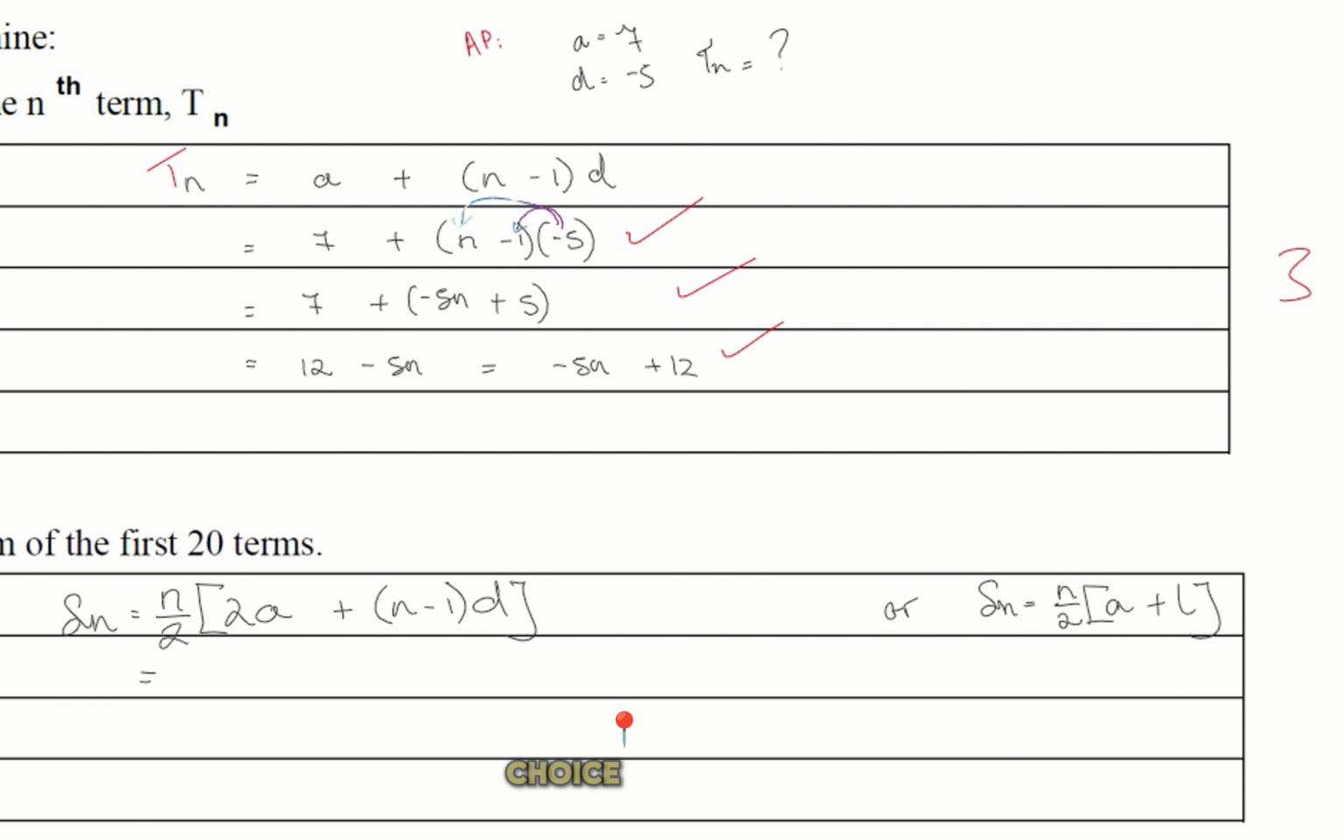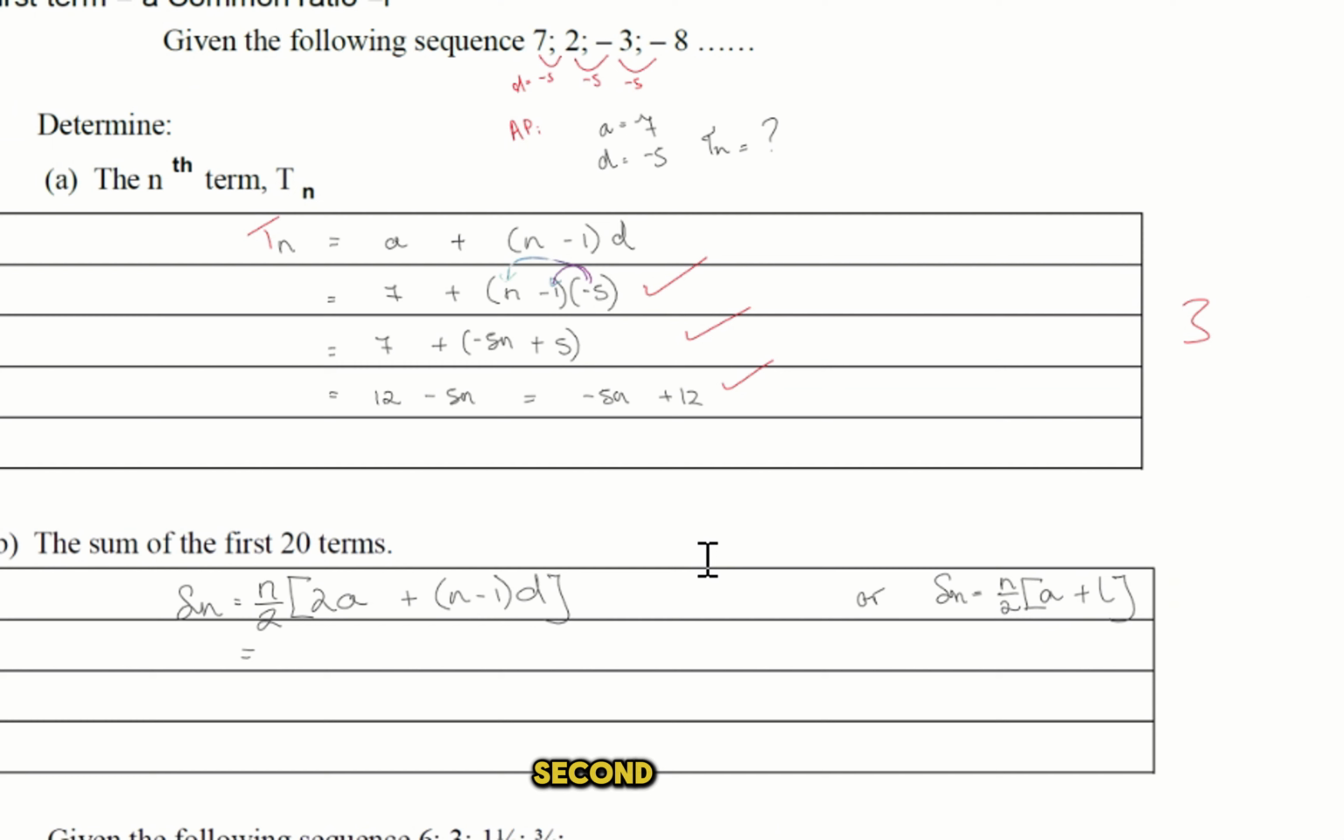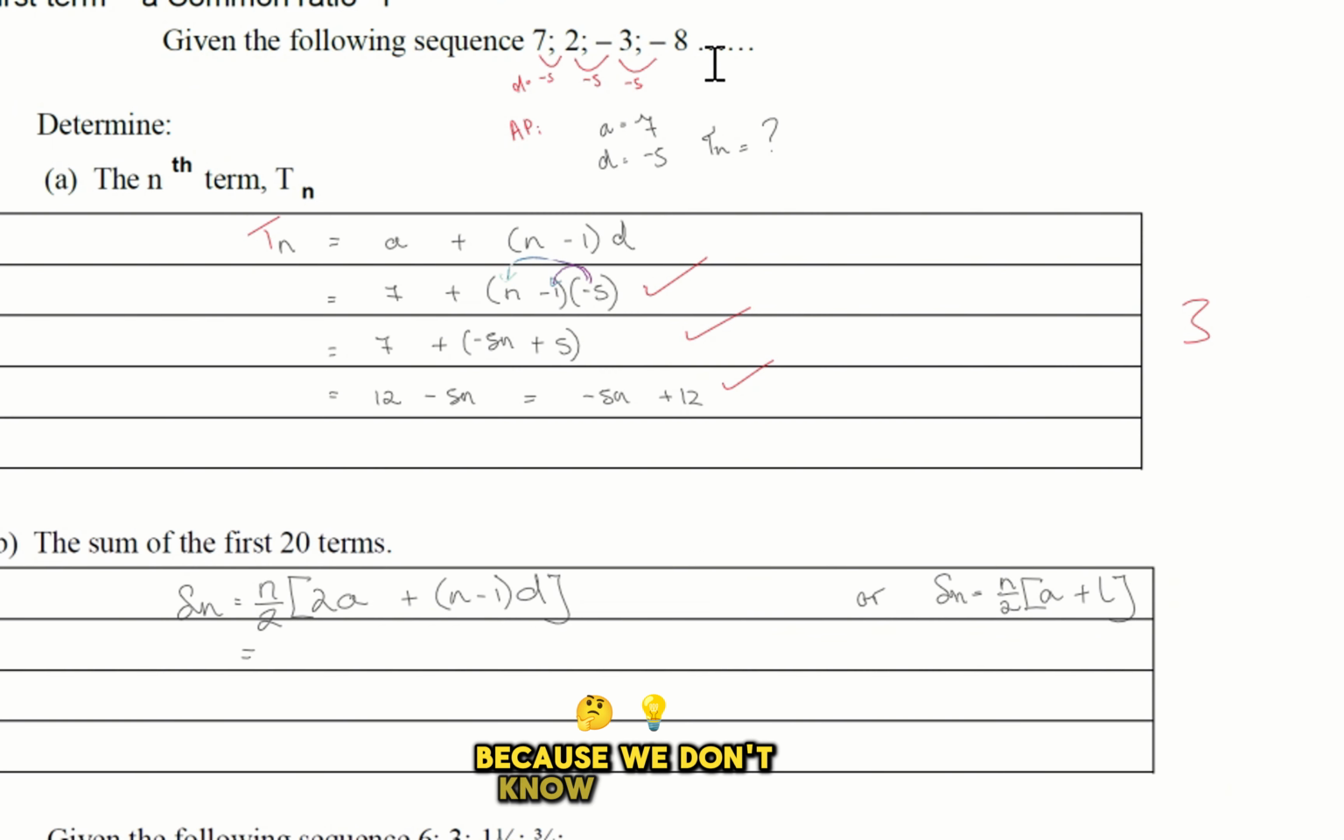So I need to make a choice here. In mathematics we have to make a lot of choices. Which one would I choose for this one? Any suggestions, grade 12s? The first one. Why not the second one? Because we don't know what the last term is. You can work out the last term, but that will be extra work, and extra work means extra time. So this is probably just going to be 3 marks, and I'm not going to waste any more time.